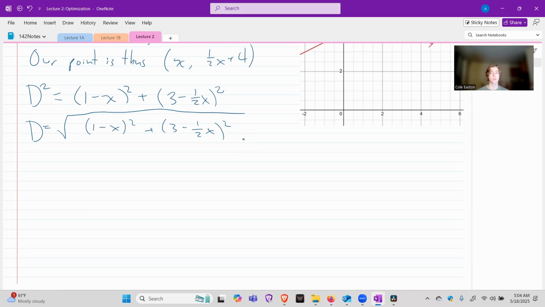This is the thing that we want to make as small as possible. So we're going to take the derivative of this with respect to x and set that equal to 0. So it's dD/dx equals, once again, maybe we should rewrite this a little bit, because remember that a square root is the same as a 1/2 power. So we're going to think about, okay, we'll pull that 1/2 out in front.